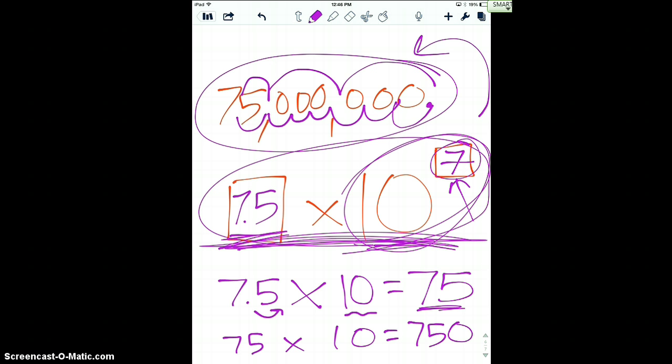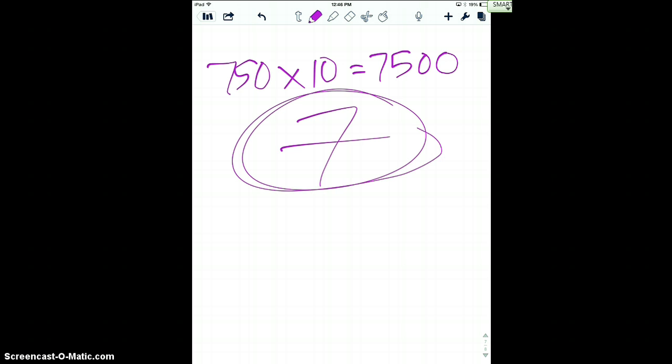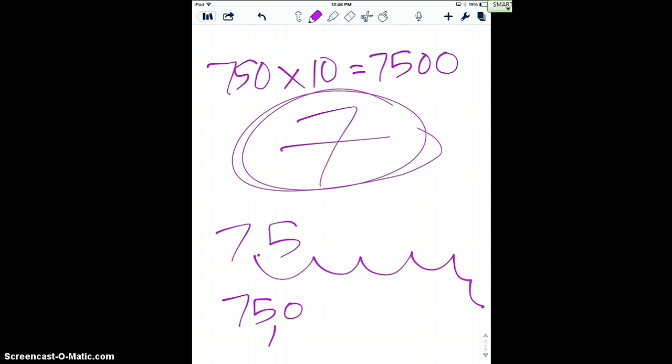And then I'm going to do 750 and multiply that by 10. And then I'm at 7,500. So all that's happening is the 0 is being added on. And how many times are we multiplying by 10? 7 times. Meaning from 7.5, that decimal is going to move 7 spots in the bigger direction to get back to our original number of 75 million.